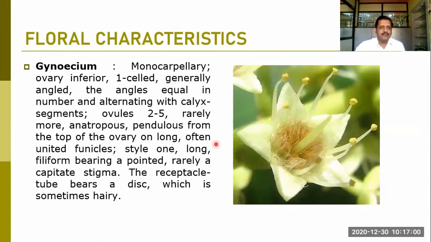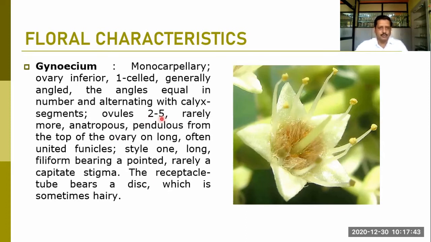Then gynoecium. Gynoecium is monocarpellary. A single ovary is there and it is a one-celled structure. Normally it is angled. We have just seen the angled fruit in Terminalia catappa or in Terminalia arjuna. A 5 angled or winged type of fruit is developed from this type of ovary. They are actually equal in number and alternating with the calyx segments. So at that time, either it is 4 or 5, that many angles are present on that gynoecium.